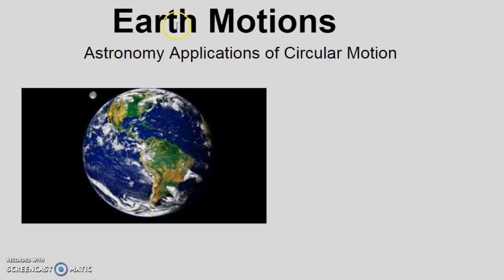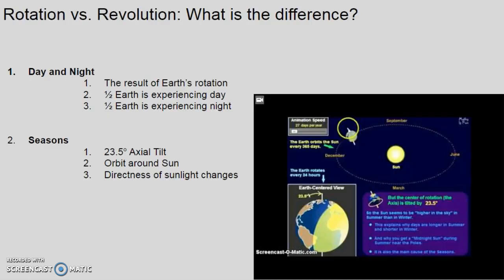In this lecture of Earth motions, we're going to be doing some astronomy applications of circular motion. So we can first talk about rotation and revolution. What's the difference? Well, the Earth's rotation is what leads to day and night. That half of the Earth is illuminated, and we call it daylight. Day and night is the result of the Earth's rotation, and the side experiencing daylight is facing the sun. The other hemisphere, facing away from the sun, is experiencing darkness.